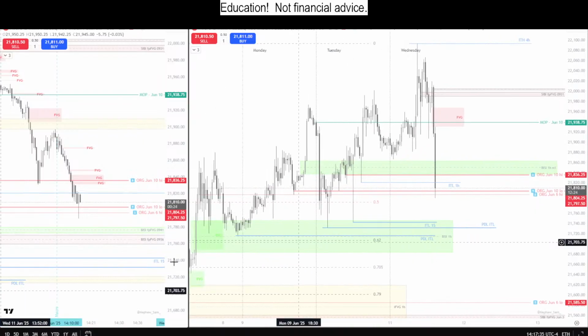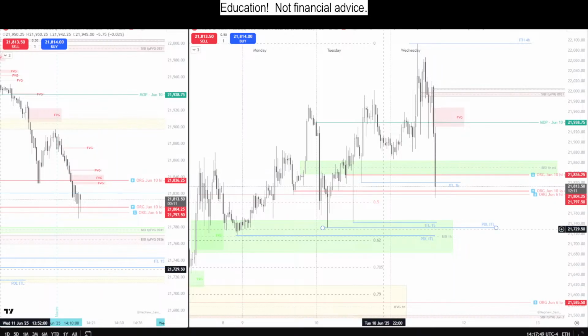See, when I'm patient and wait for good price action, I do really well. When I'm impatient and I try to force things or worry that I'm going to miss a move, that's when I mess up, and that's not good. So that's what we're working on here.